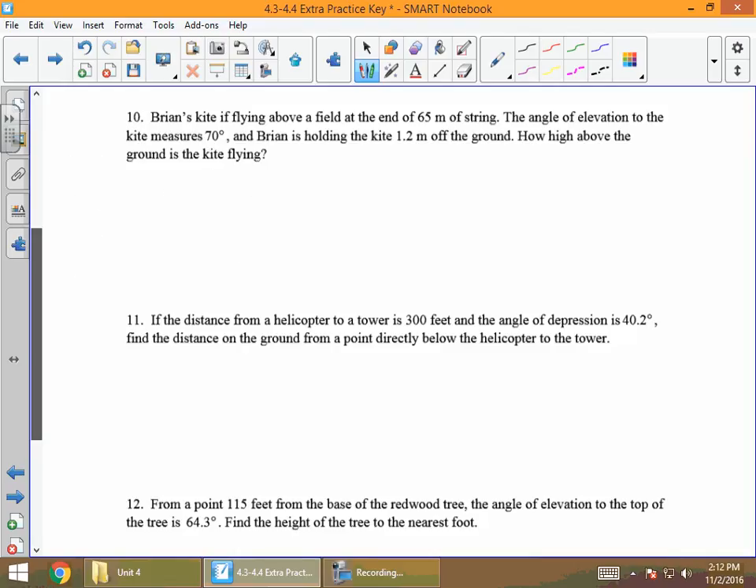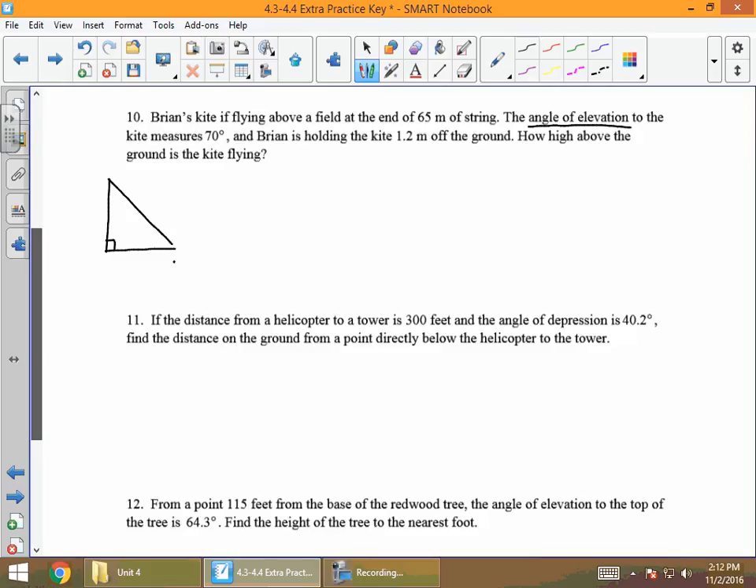So, I want to read the problem. Brian's kite's flying above a field at the end of 65 meters of string. The angle of elevation. So because of that reason, I'll draw my triangle this way.